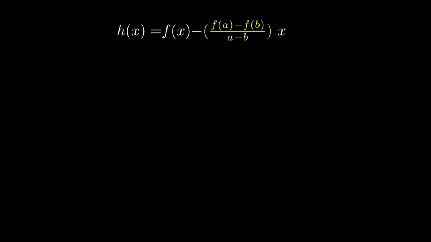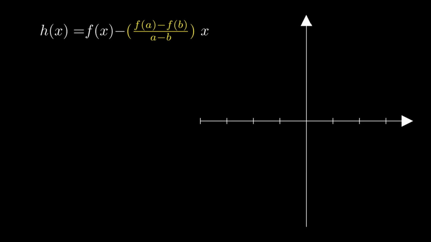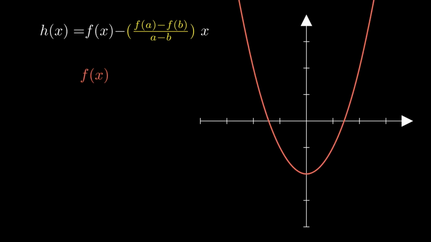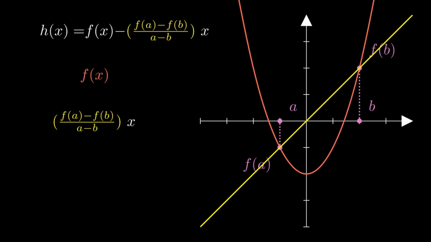With this out of the way, let's examine a couple graphs. In red, we will graph f of x. Now, let's select our arbitrary values for a and b and plot them on our graph. Additionally, let's plot their corresponding values f of a and f of b. Now, in yellow, we will draw the line passing through f of a and f of b. Notice how this line can be represented by the function f of a minus f of b over a minus b times x.